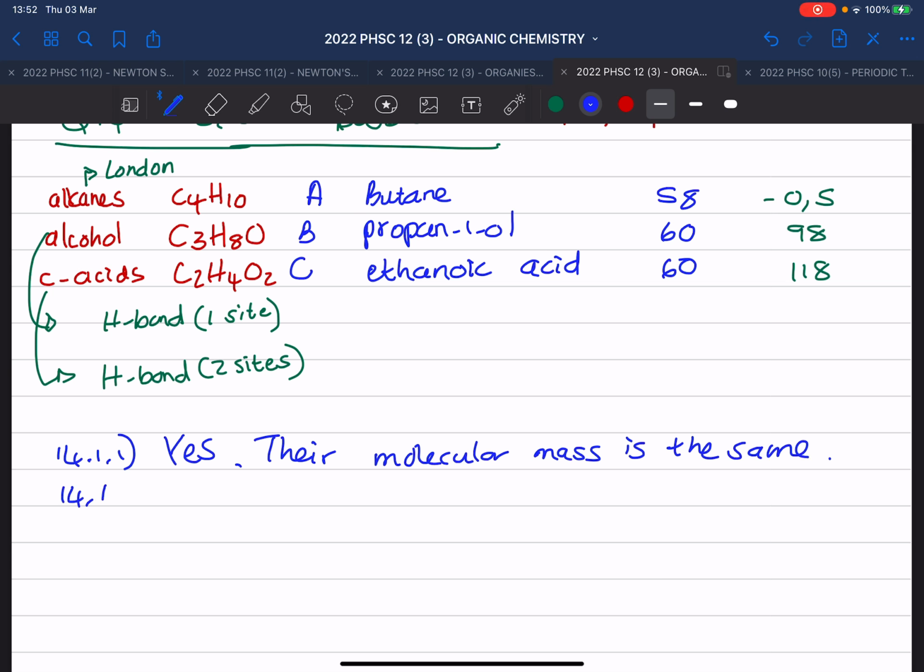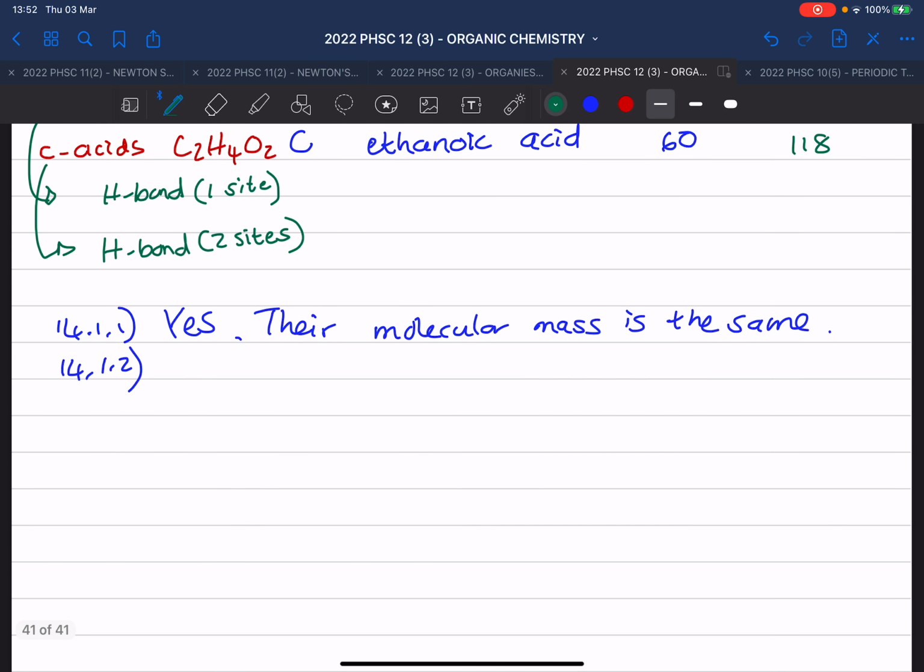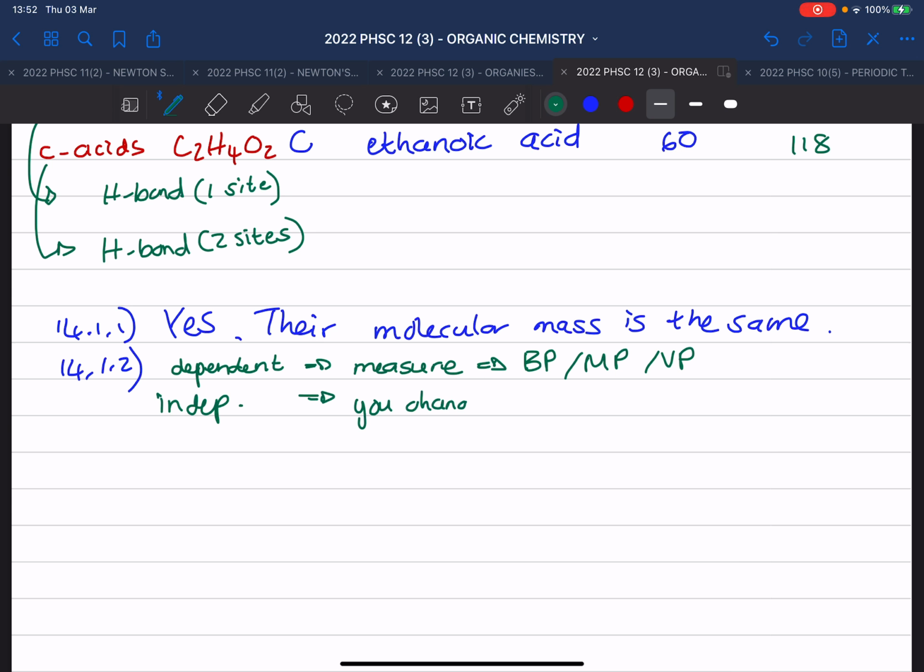Okay, 14.1.2. Write down the independent variable for this investigation. Okay, so just a quick recap. Your dependent is the thing that you measure. And in this case, it will always be the boiling point or the melting point or the vapor pressure or whatever you want to measure. The independent is the thing that you change, the obvious difference.